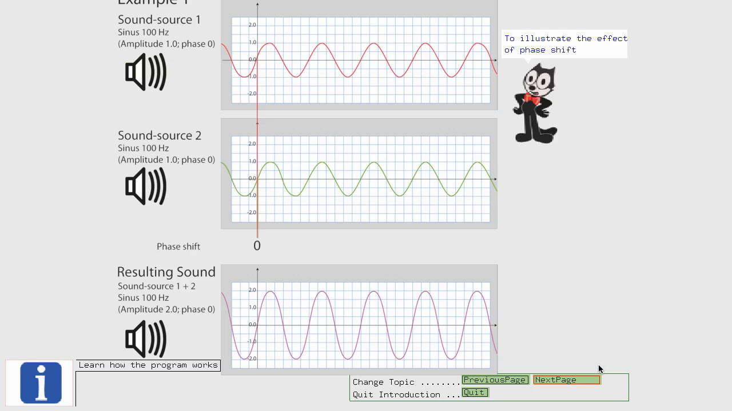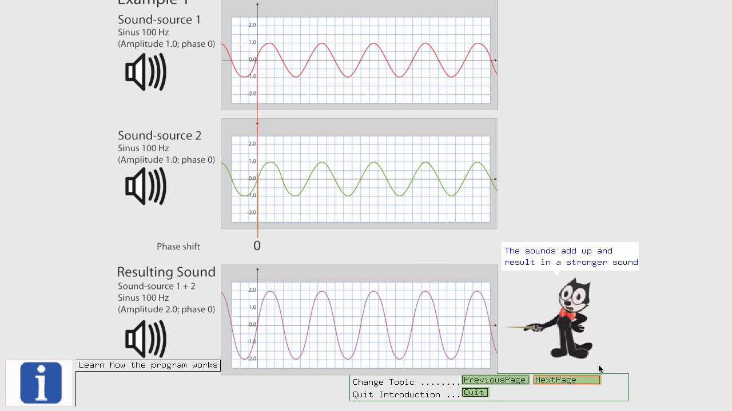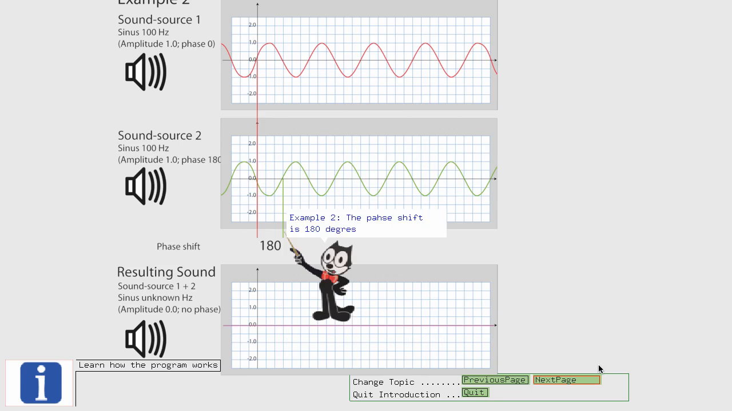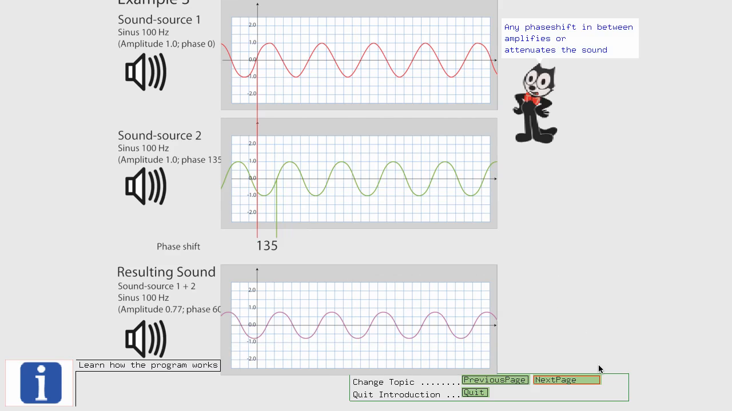To illustrate the effect of phase shift, I will take 2 sound sources which produce identical sine waves. Example 1. Sound source 1 and 2 have no phase shift. The sounds add up and result in a stronger sound. Example 2. The phase shift is 180 degrees. The sounds neutralize each other. Any phase shift in between amplifies or attenuates the sound.